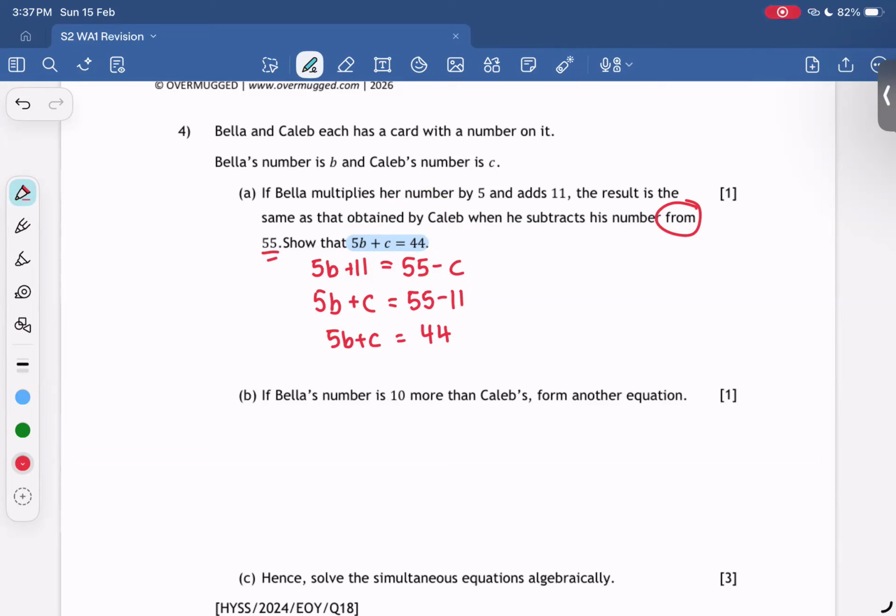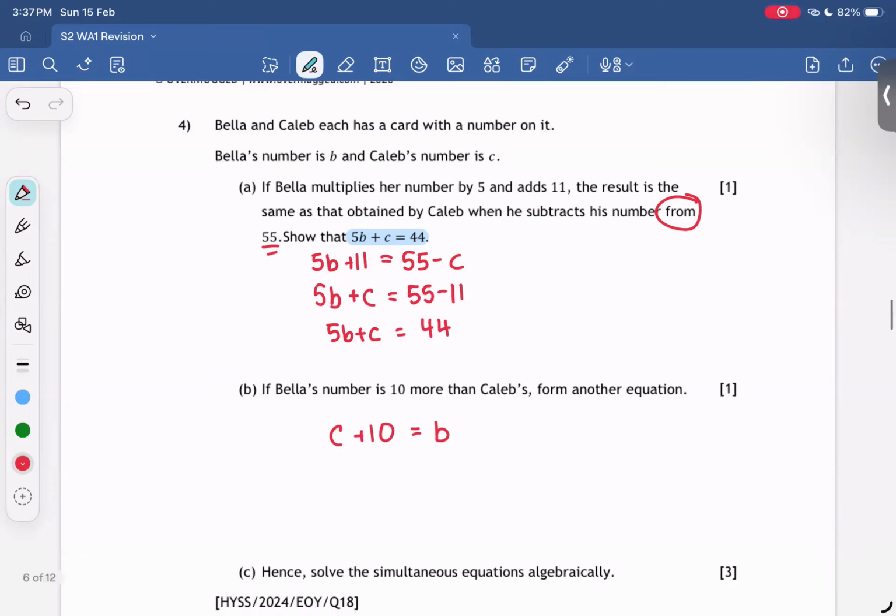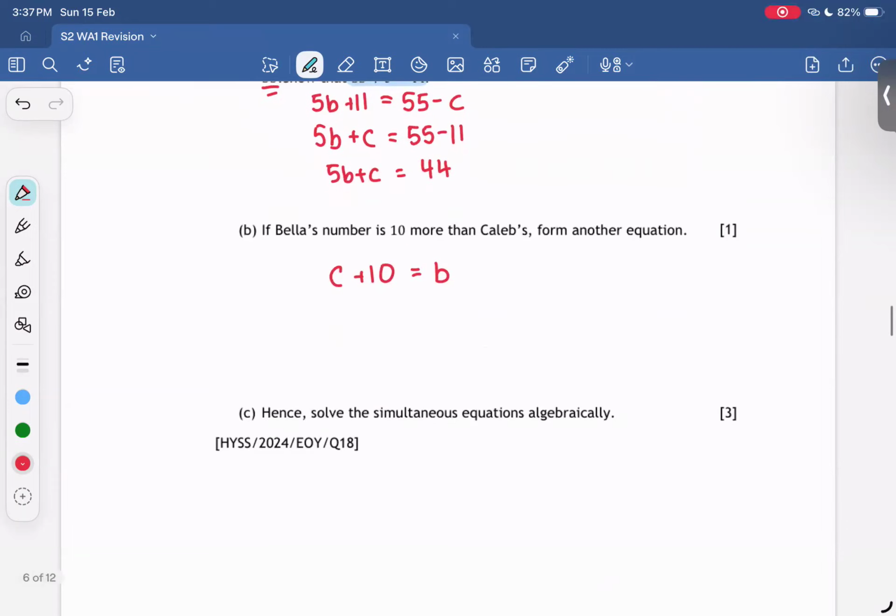So if Bella's number is 10 more than Caleb's, form another equation. I think this equation is quite easy actually. So Bella's number is 10 more than Caleb, which means Caleb plus 10 equals Bella. So that is the second equation. Okay, and now for part C, they asked to solve the simultaneous equation algebraically.